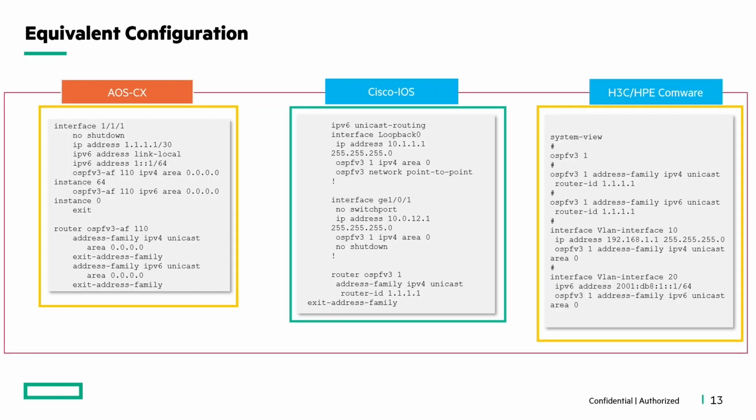So let's look at a few equivalent configurations for AOS-CX, Cisco and Comware with respect to OSPFv3 AF. The first one is the AOS-CX boxes, which we already saw in the previous slides in the configuration part. Next is the Cisco configuration for OSPFv3 AF. They do not have the OSPFv3-AF context here, whereas it is being executed in the OSPFv3 context itself. Following this is Comware. The same is the case for Comware, and here are the supporting configurations for both these vendors.